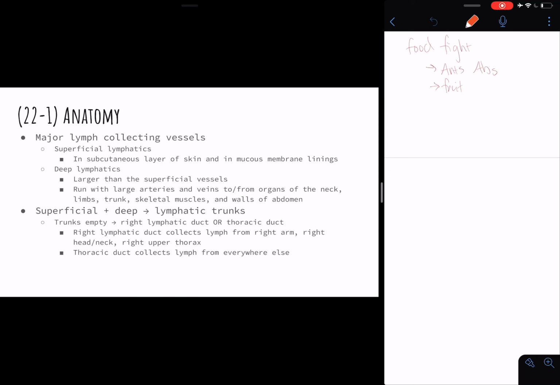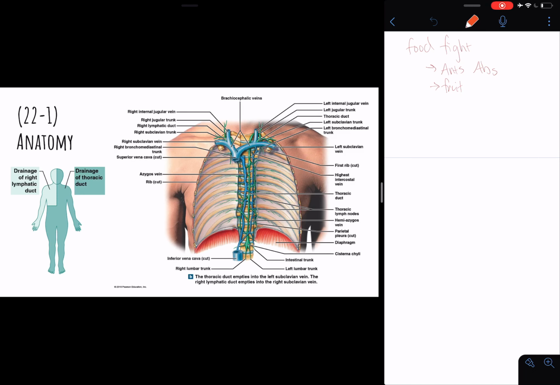And the right lymphatic duct is really important because it's collecting lymph from the right arm, right shoulder, right face, right neck, and right pectoral and shoulder region. And the thoracic duct is collecting lymph from literally everywhere else. And then all of the lymphatics from the right side and the rest of the body will dump into the right lymphatic duct and the thoracic duct.